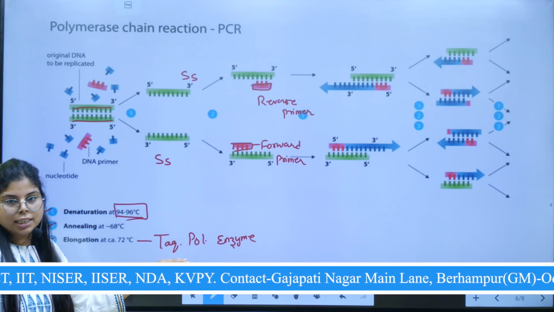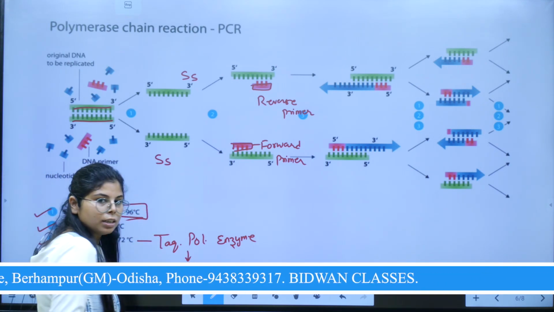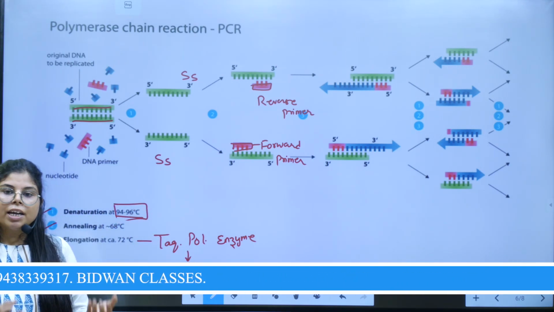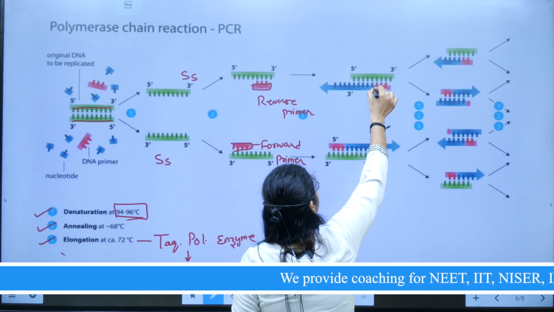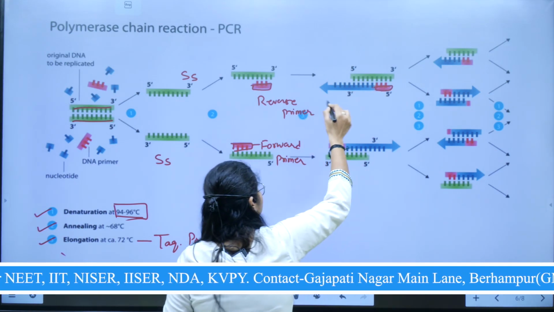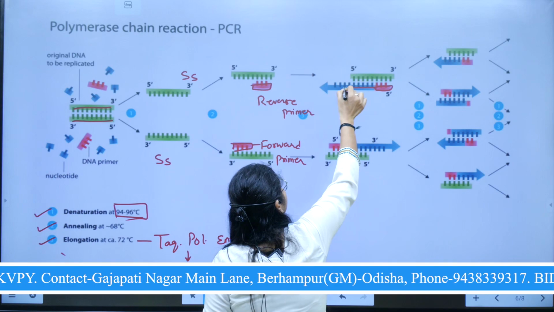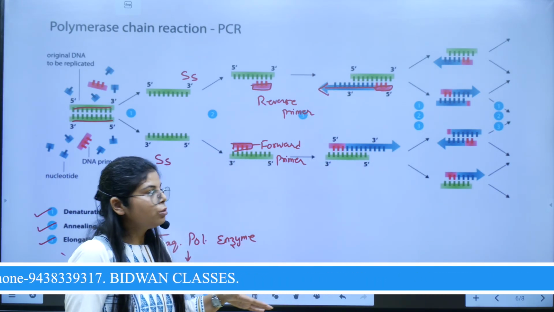This enzyme works at higher temperature because it is extracted from a bacterium which can survive at higher temperature. So now what it does, as we know, if a primer is there and dNTPs are there, now your DNA polymerase can extend the template strand or synthesize the new strand.